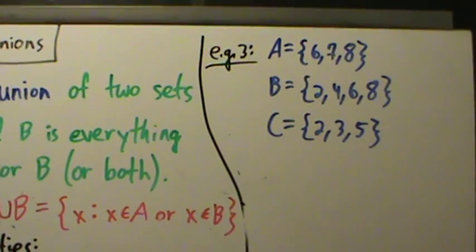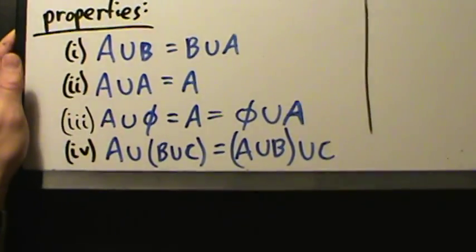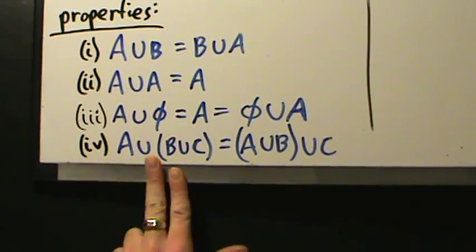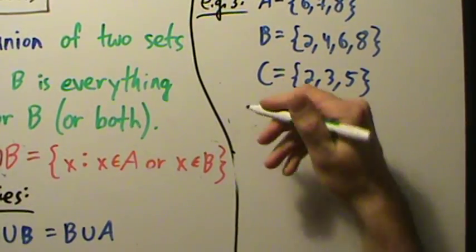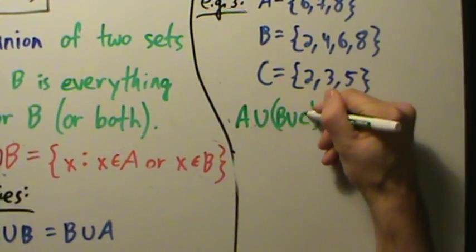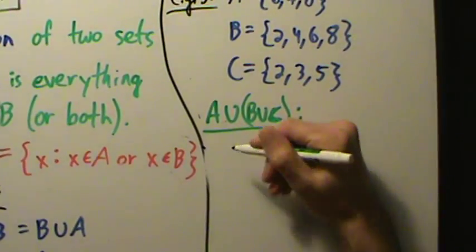Okay, so now let's illustrate that property 4 is true. We're just going to illustrate an example of using property 4 here. So let's do A union (B union C) first, like the left side. So A union (B union C), we're going to do that one first. If we do that one first, what do we have to do? First we have to do B union C.